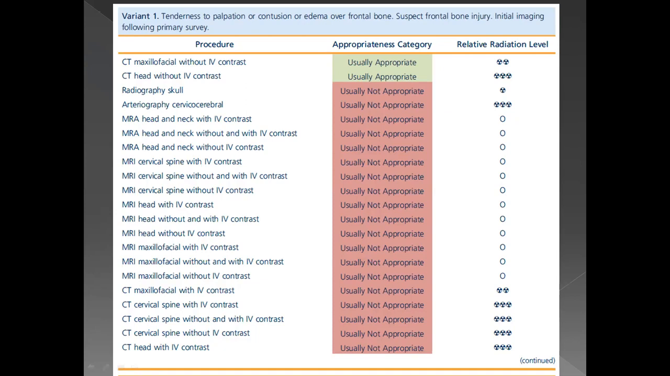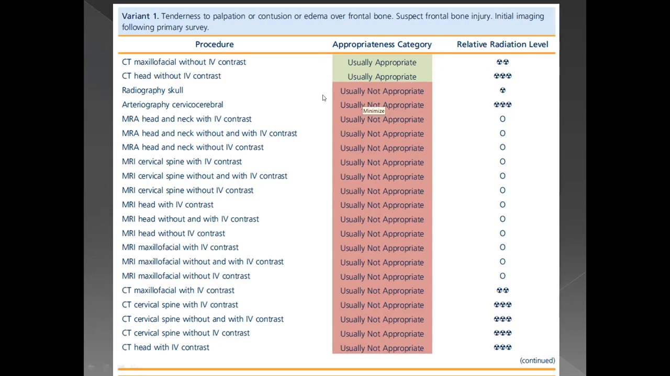Yes, the PA ceph is the PA skull, and the PA mandible is a different X-ray. Yes, you're right. The PA skull is usually done by orthodontists for facial asymmetry cases. Okay, so all the other X-rays that you see over here, like MRA, which is magnetic resonance angiography, MRI head, cervical spine, MRI maxillofacial, CT maxillofacial with contrast, CT cervical spine, CT head with IV contrast, those with IV contrast are all considered inappropriate X-rays.